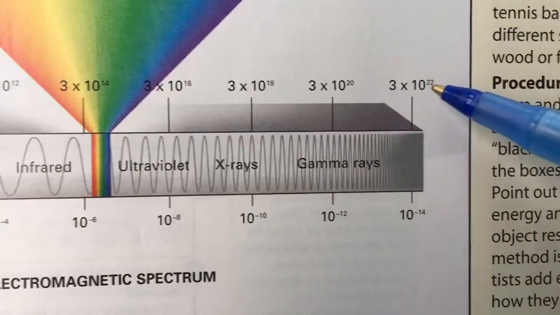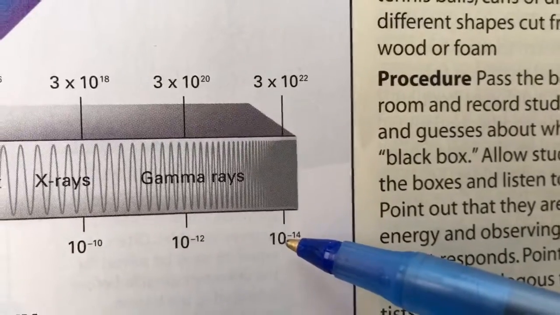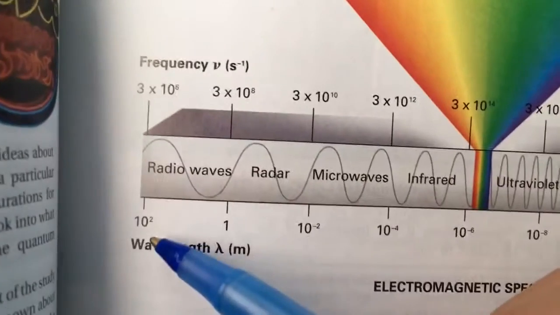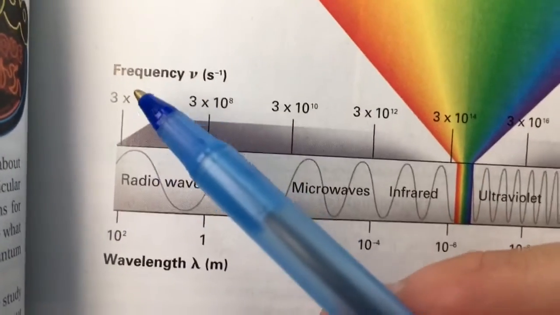But look, if its frequency is super high, its wavelength is super low, 10 to the negative 14th power. Sorry. Over here, it's opposite. The wavelength is much higher, 10 to the second power, but the frequency is much lower.